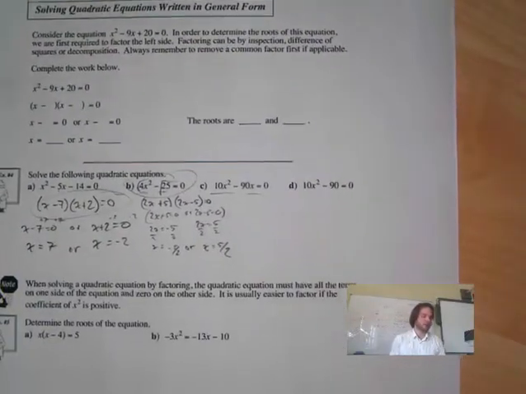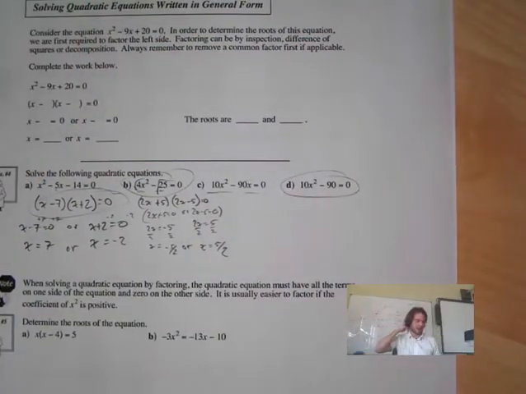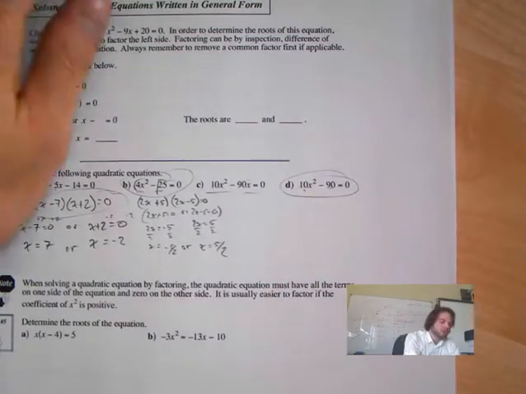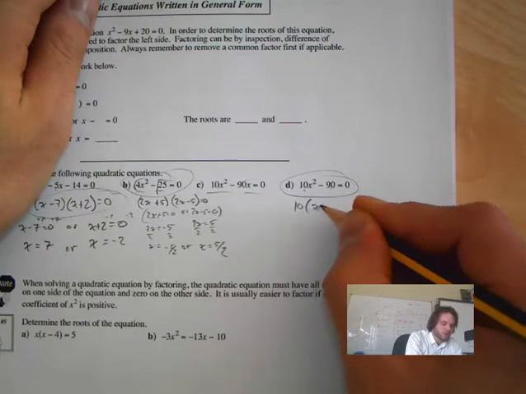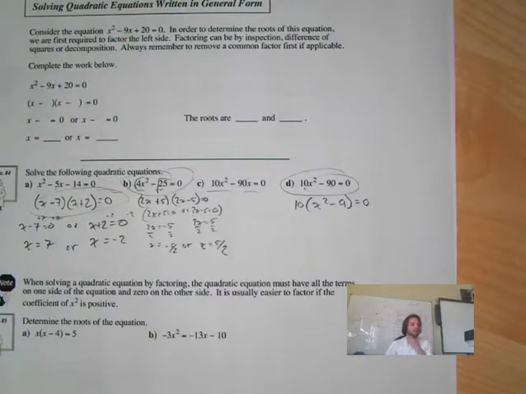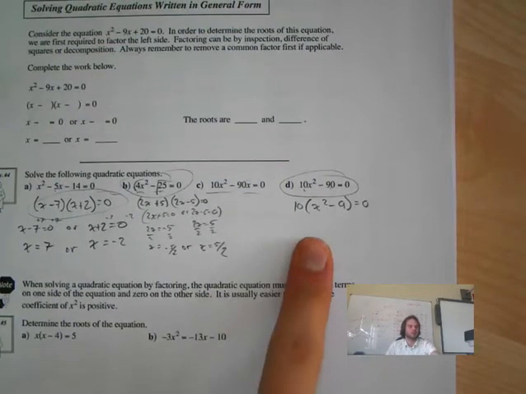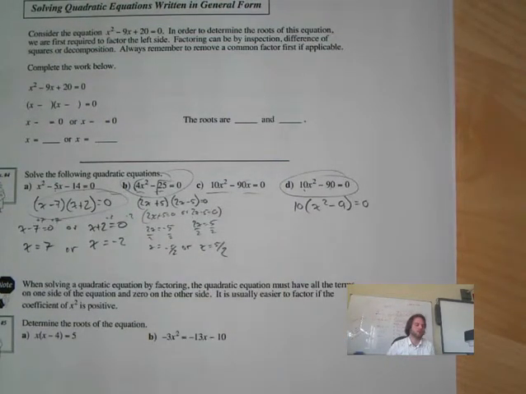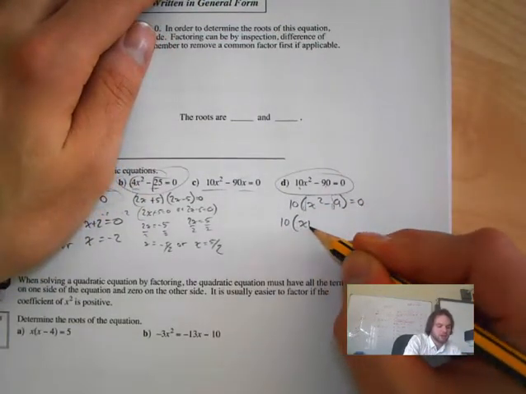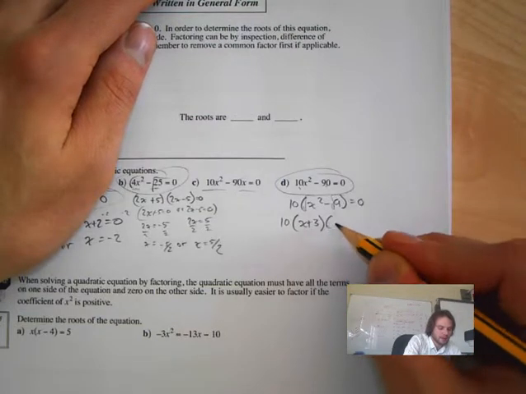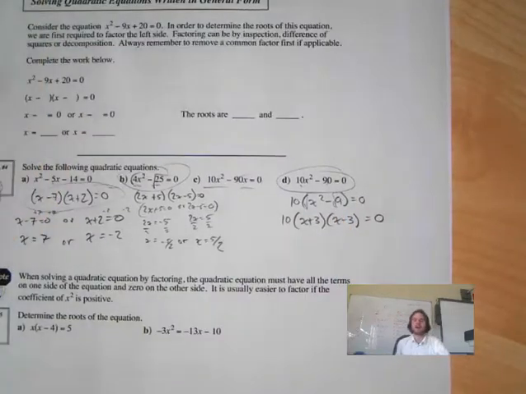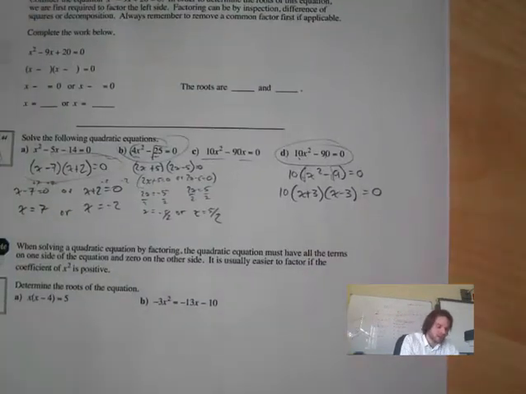Now let's go back down here, and I'll do D because I have some room again. So this one, there's no x. But can I take something out? Yes, I can take out a 10. We have x squared minus 9. Now, what else can I do? This now looks like a difference of squares, so both of those numbers are perfect squares. Square root that, square root that. So I have 10, and I'm going to get x plus 3 and x minus 3 is equal to 0. Now continue this. Let's see.